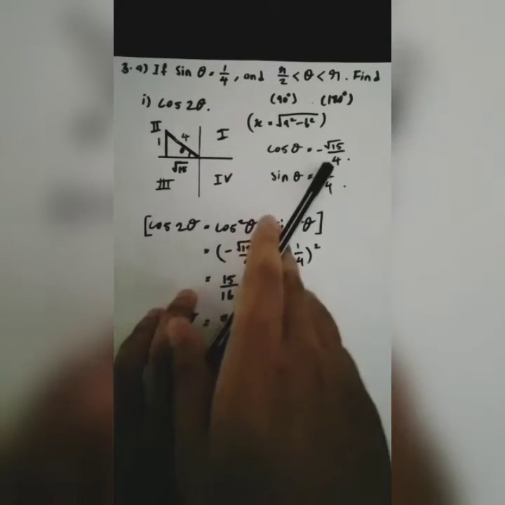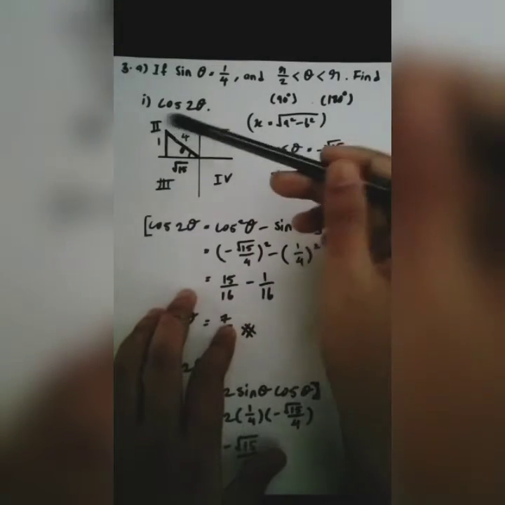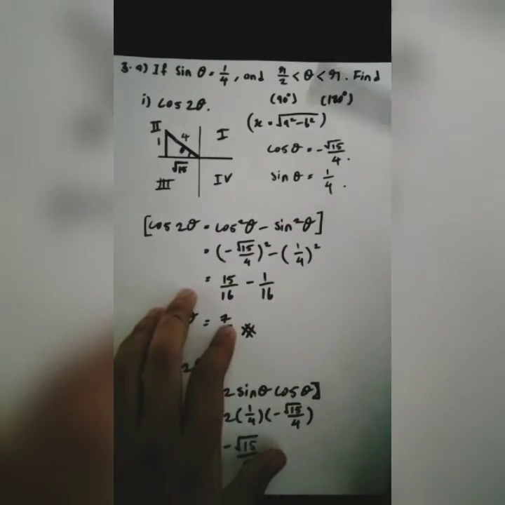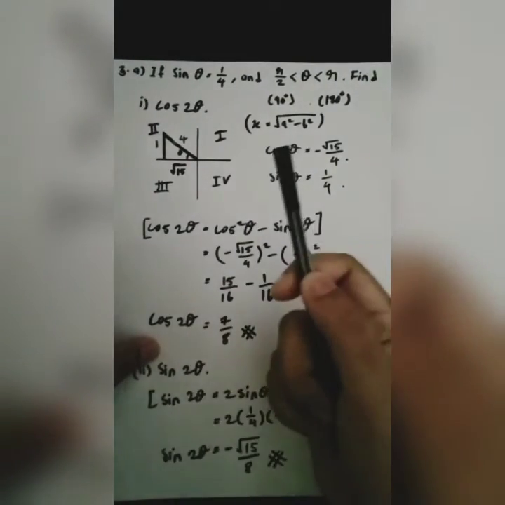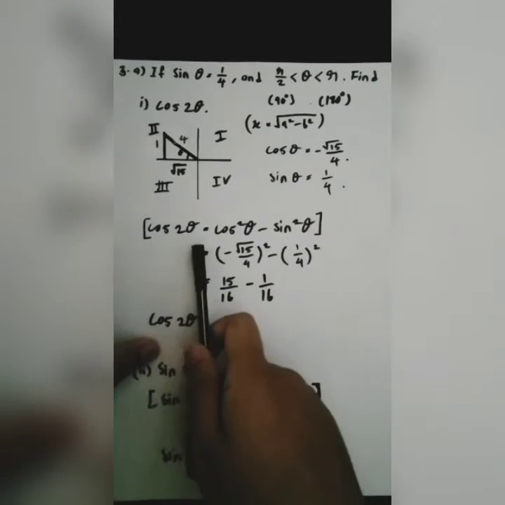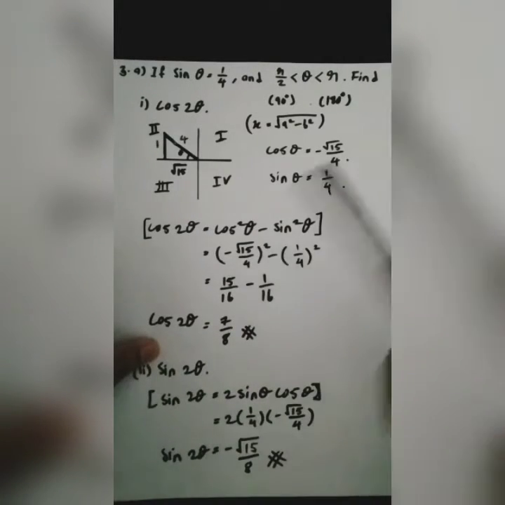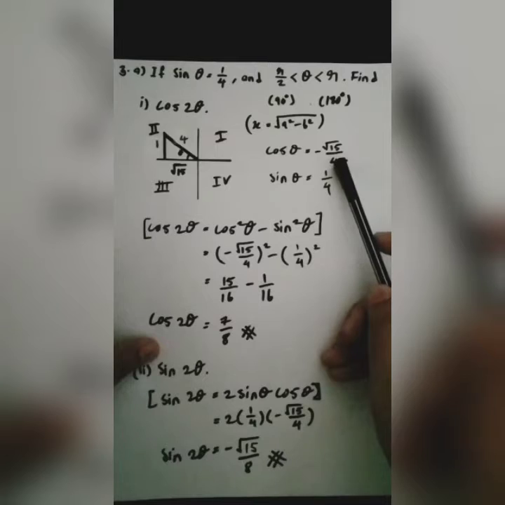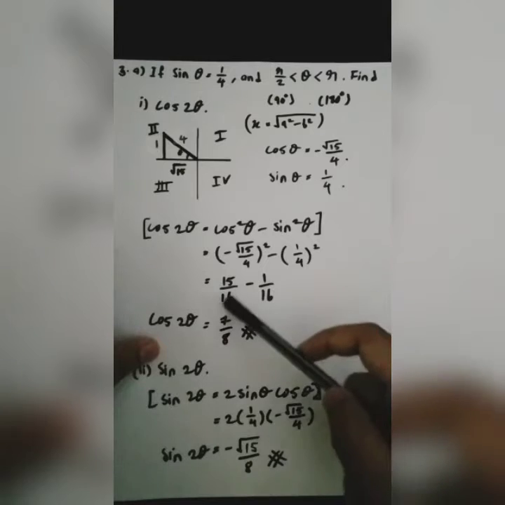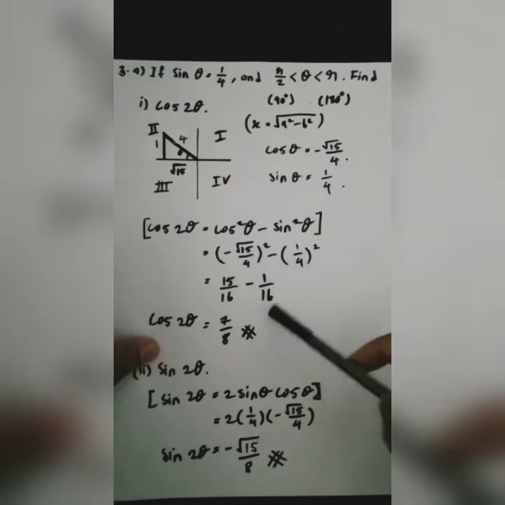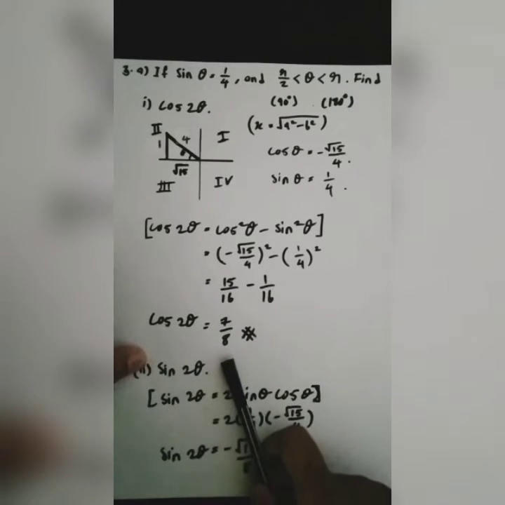Then sine theta is equal to 1 over 4. We must remember that cos theta, whenever it is in the second or third quadrant, will always be negative. By using the double angle formula, we get cos 2 theta is equal to cos squared theta minus sine squared theta. Thus, we replace cos theta with negative square root of 15 over 4, and sine theta equal to 1 over 4. Thus, we will get 15 over 16 minus 1 over 16. Thus, concluding it, cos 2 theta is equal to 7 over 8.